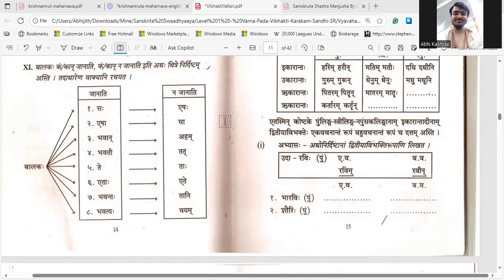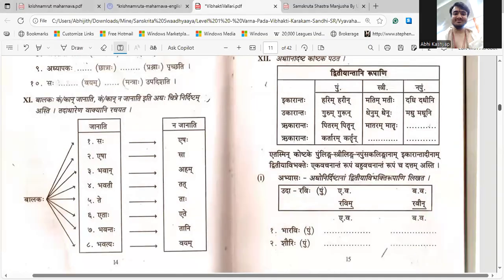Welcome all. So in the last class we learned how Dvitiya Vibhakti is used when the word Ubhayatah is used. So that was a little bit of recap.